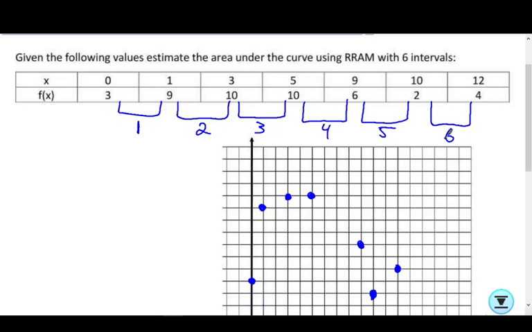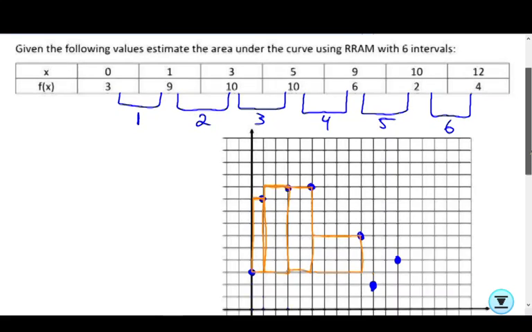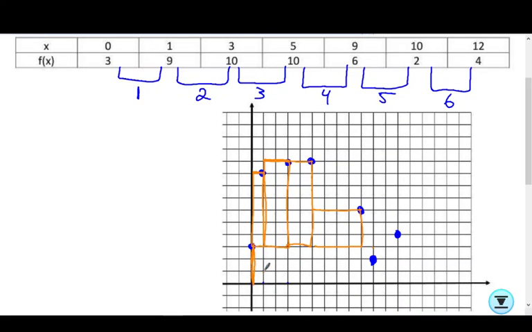So if we're doing RRAM here, that means that from these two data points, my rectangle looks like this. My next two data points, rectangle looks like this. Then like this. Like that. Oh, I forgot all this. This is my x-axis. That wasn't down far enough. Sorry. So these are my rectangles. These are the areas.